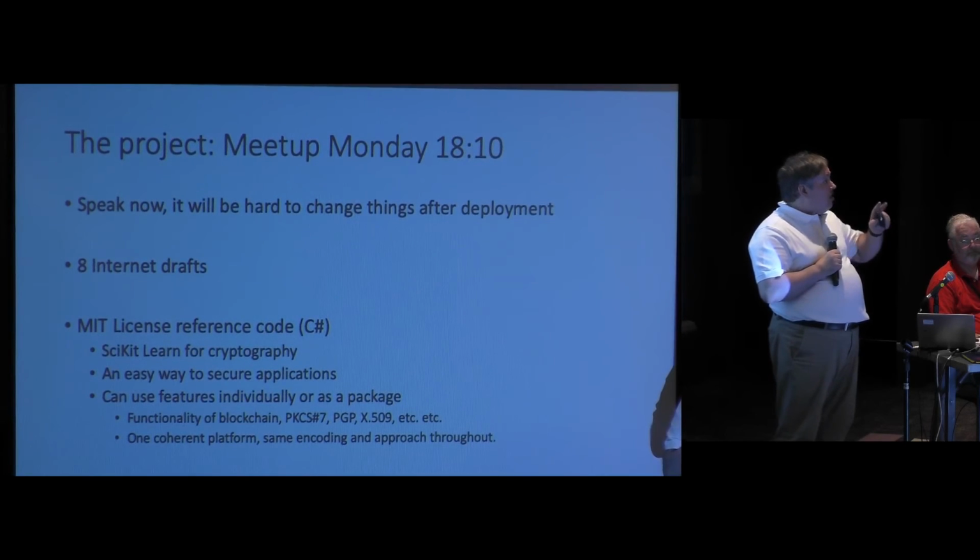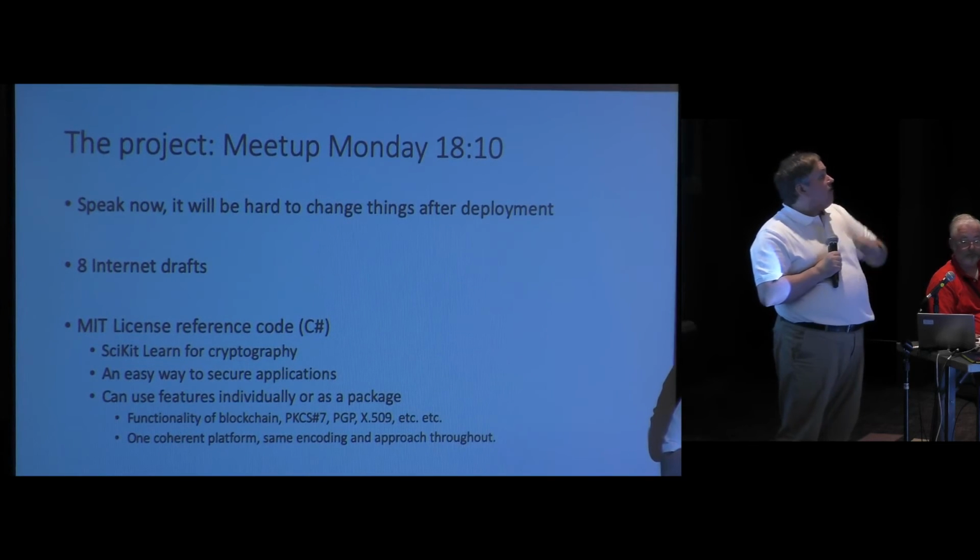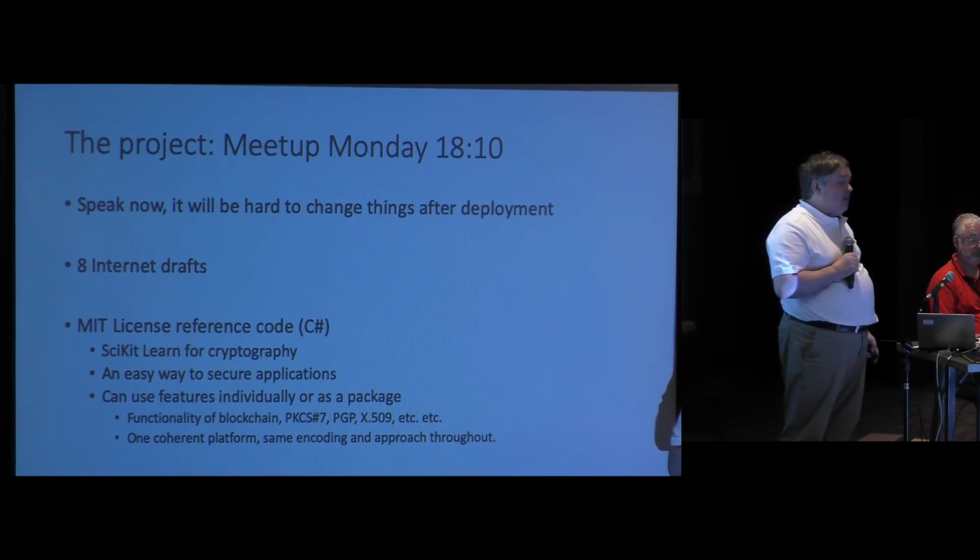If you look at the advance in AI that's happened over the past 10 years, that happened after the AI people made it really easy for people to add AI into applications with things like pandas and scikit-learn. So the reference code is an attempt to do the same thing for cryptography.